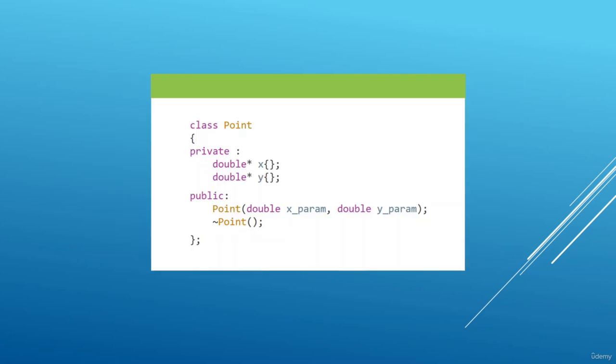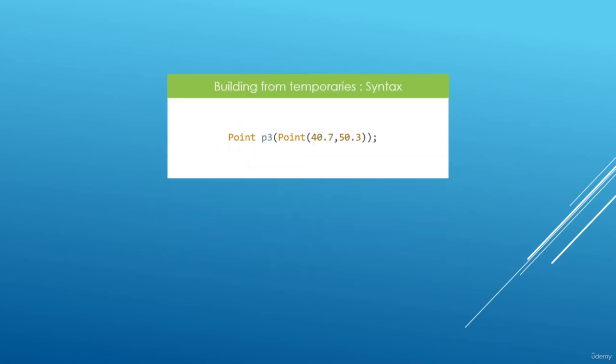We're going to use a class called point. The class is going to have two member variables x and y, which are pointers to double. This is going to allow us to see some things we really want to see in this lecture. The class is going to have a constructor and a bunch of other methods that are not shown here because they really aren't important for what we want to see. But let's look at the syntax we use to build from temporaries.